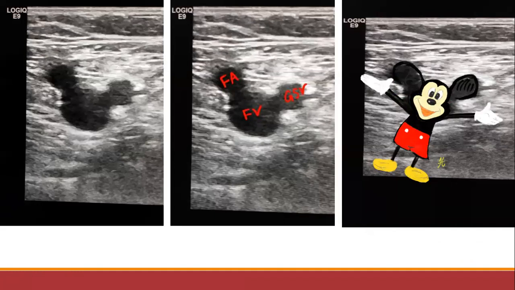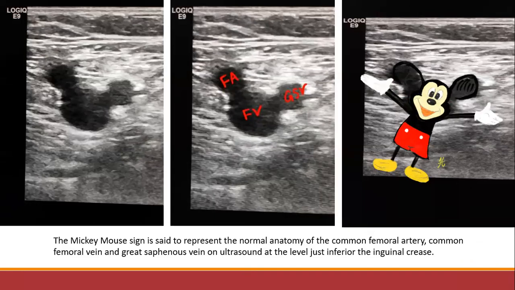Common femoral artery, common femoral vein, and the great saphenous vein on ultrasound at the level just inferior to the inguinal crease. So they will ask you this if you are getting distinction. So if this question is asked, then you don't need to worry. Whoever answered, the exam has been quite easy for her.